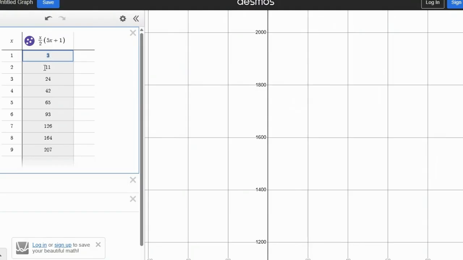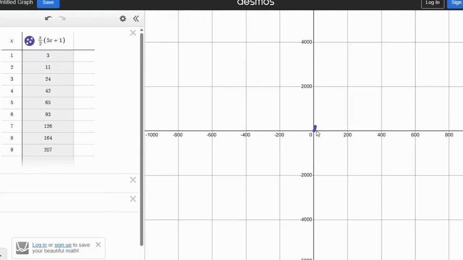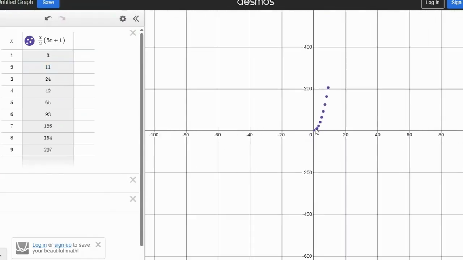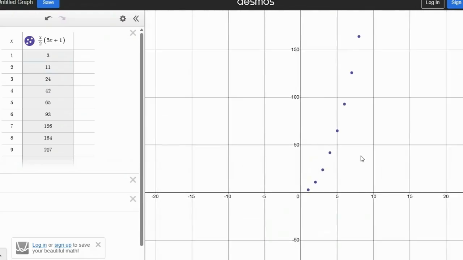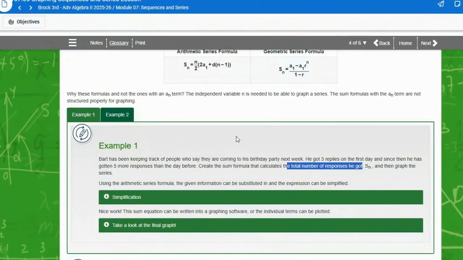The first day he got 3. The next day he got 8, because he got 5 more. So 3 plus 8 is 11. And then he got 13. So yeah, that looks like that's working. Let's zoom out where we can see it, since we were way up high. Wonderful. Let's see what day they want us to see.